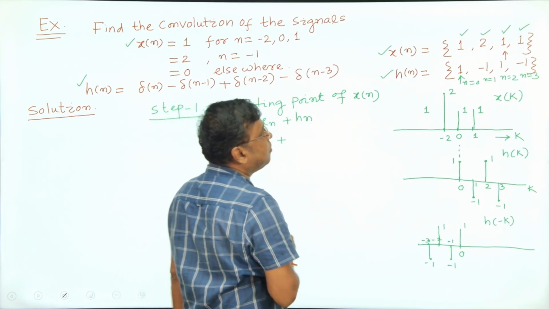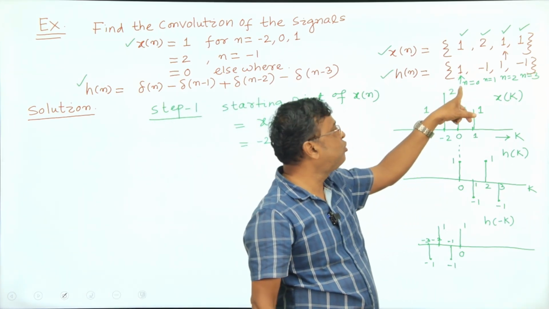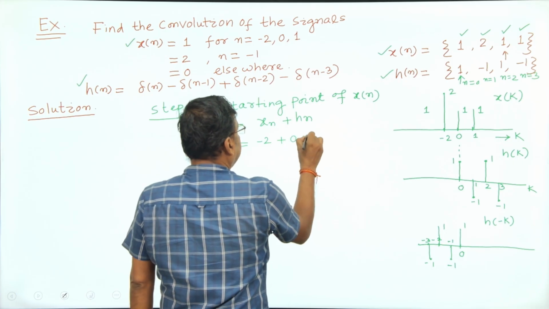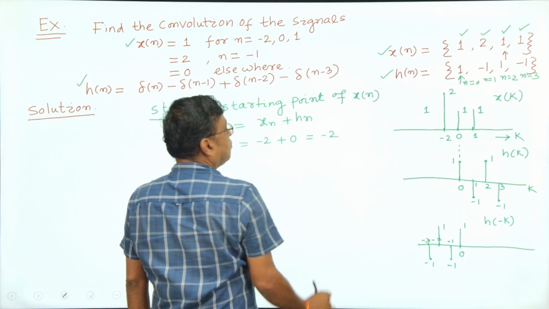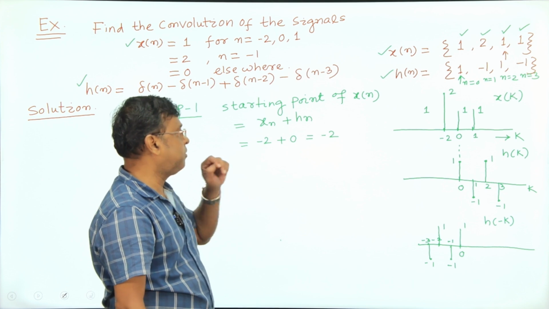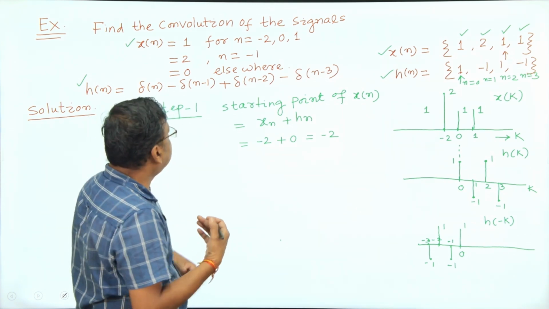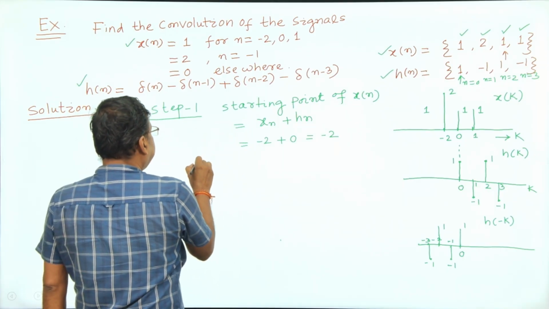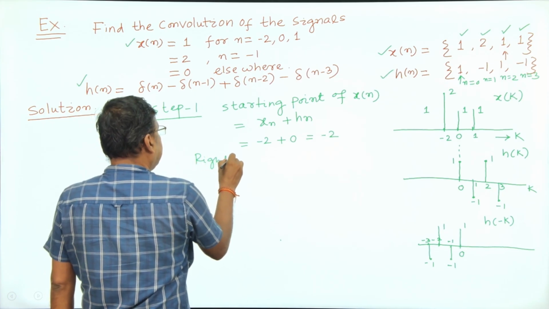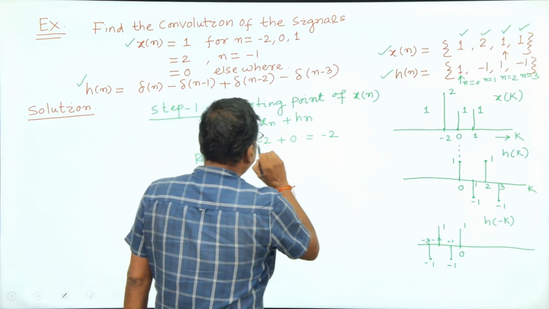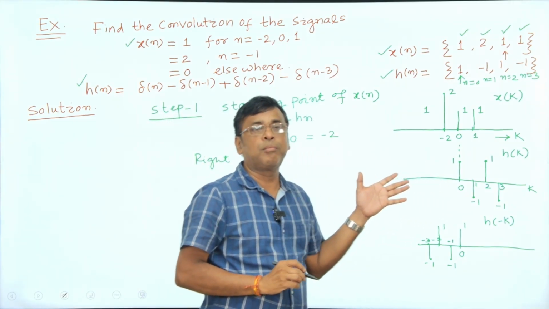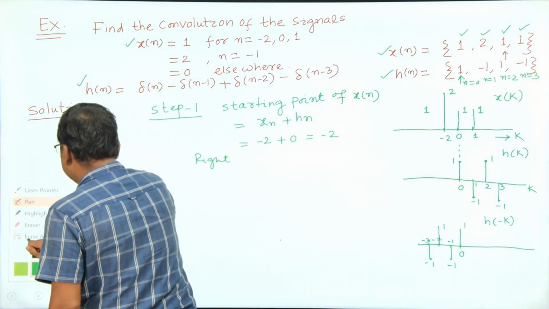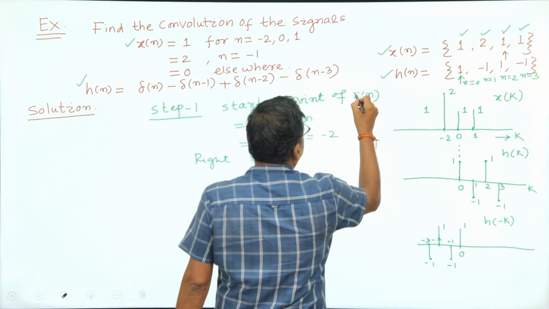Plus the starting point of h of n, the very first sample is at n equal to 0 here. That is the starting point of h of n, that is 0. So that is -2. So the starting point of y of n is -2.